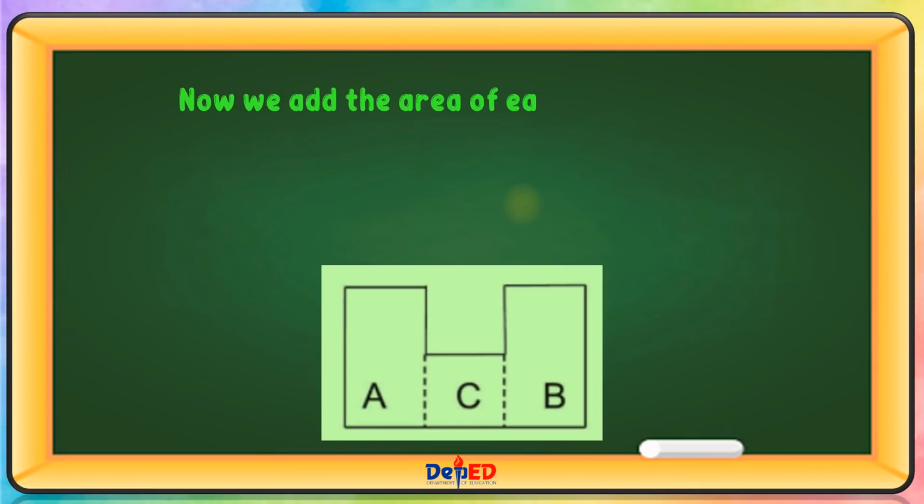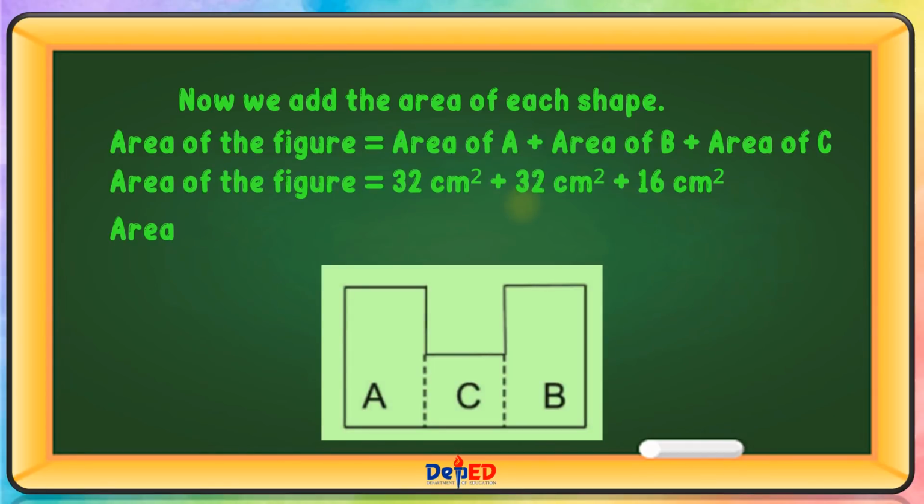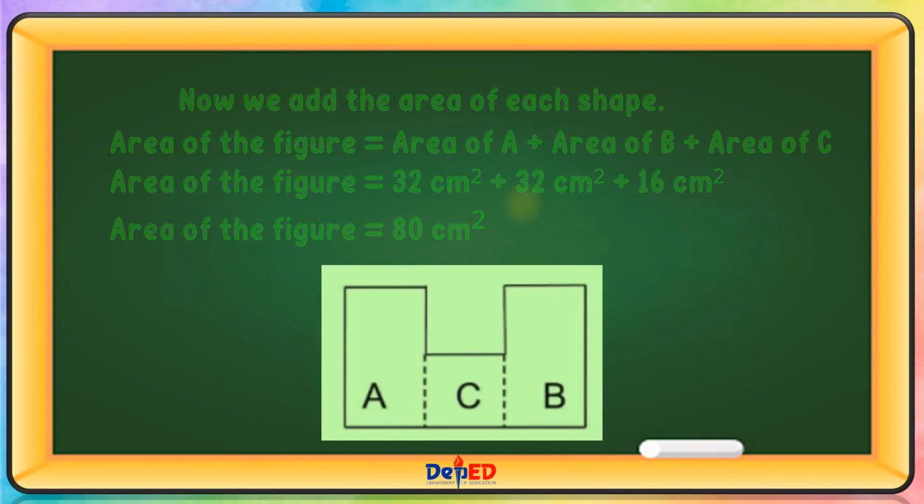Now, we add the area of each shape. Area of the figure: area of A plus area of B plus area of C. 32 cm squared plus 32 cm squared plus 16 centimeters squared is equal to 80 centimeters squared.